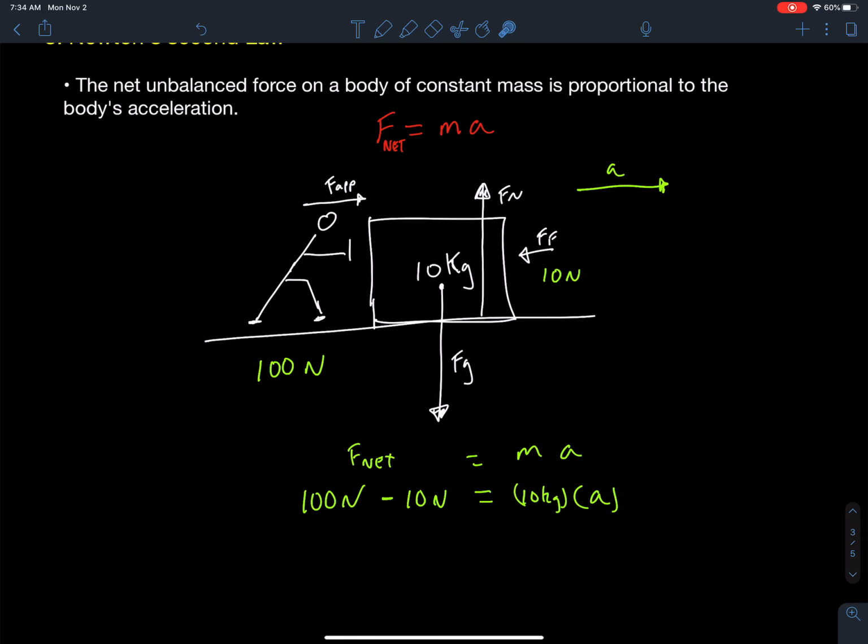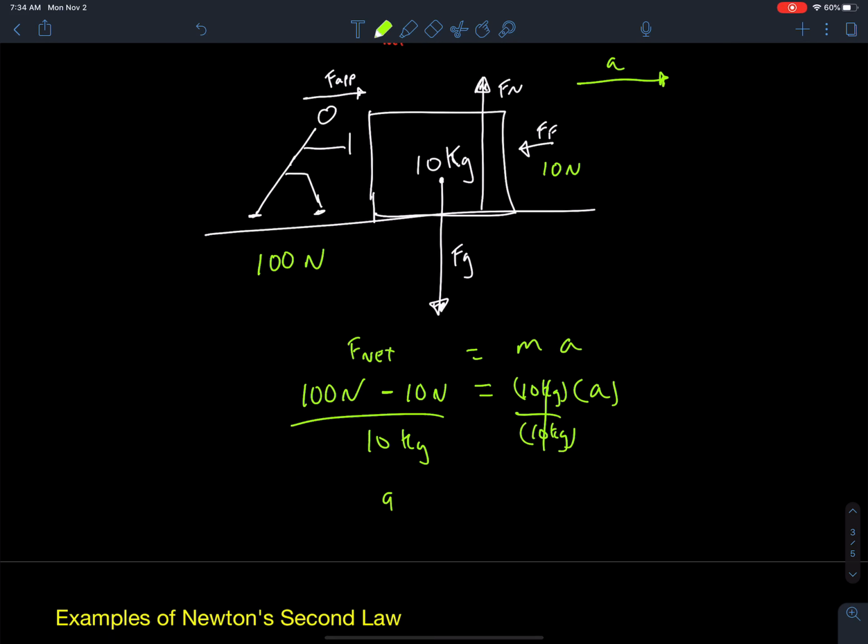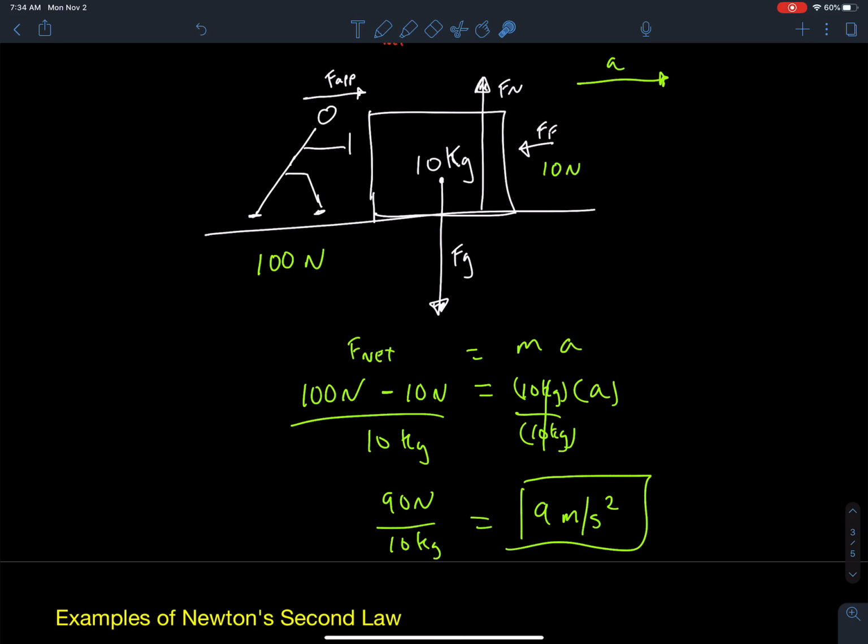Now, how do I isolate a? Well, in order to isolate a, I have to move the 10 kilograms over. And I'm left with 90 newtons divided by 10 kilograms is equal to 9 meters per second squared. That's my answer. So that object will accelerate in that direction with 9 meters per second squared. And then I can ask you some kinematics equations after that.